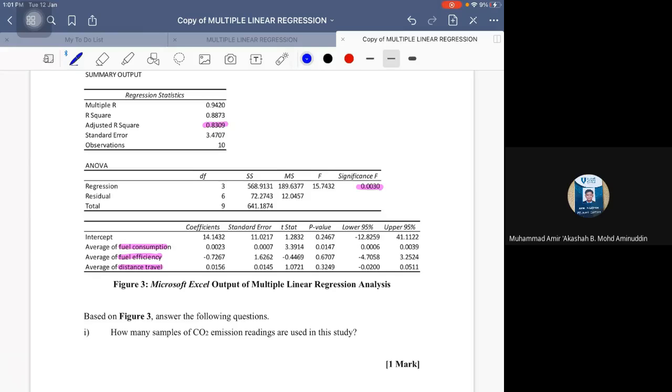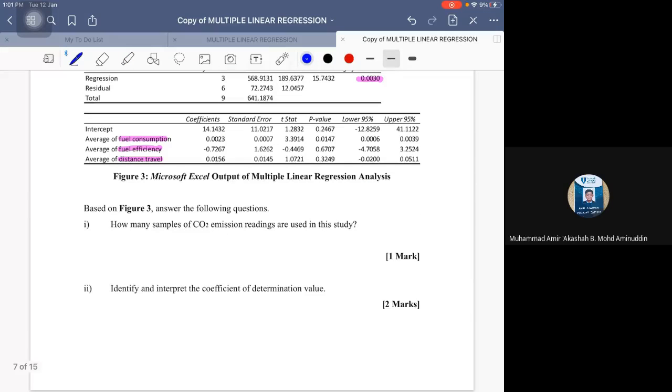Okay, that's right. As I mentioned to you just now, where do we look this information up? It's here. How many observations are there? The observation is equal to 10. So therefore our n value is equal to 10. Here we can write that down. So n equals 10. That's already what you want for the mark.